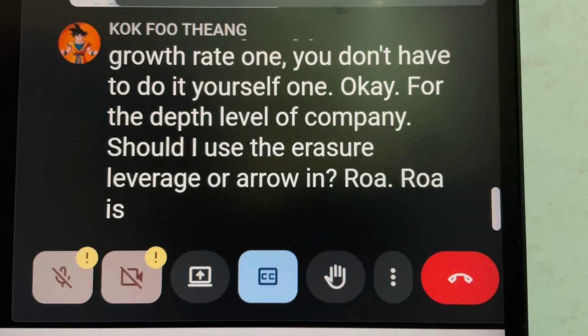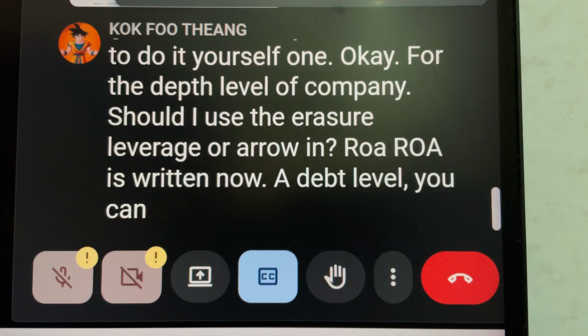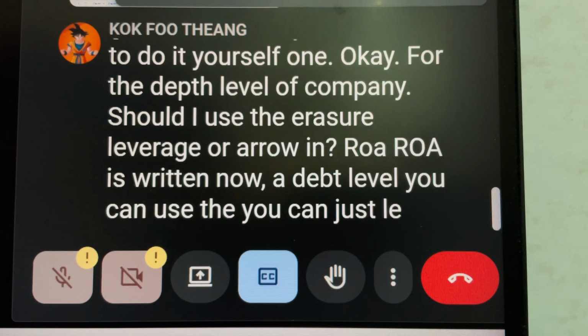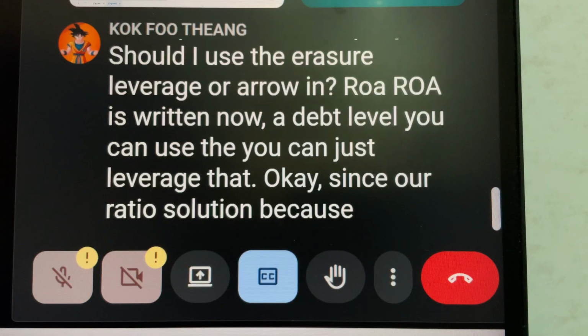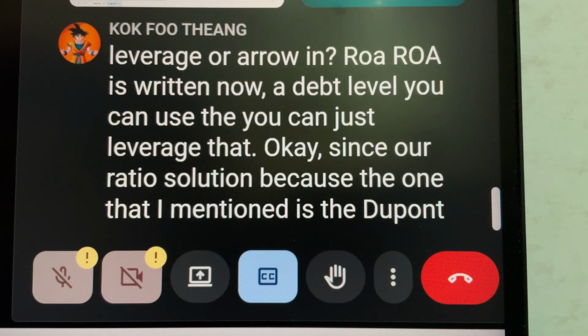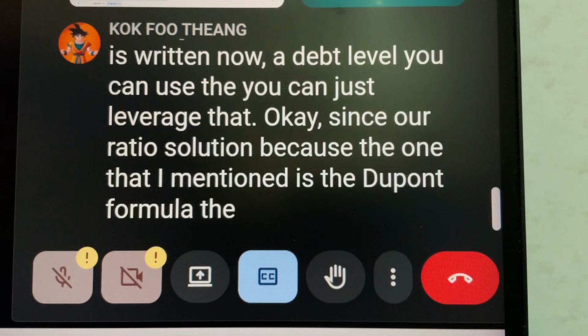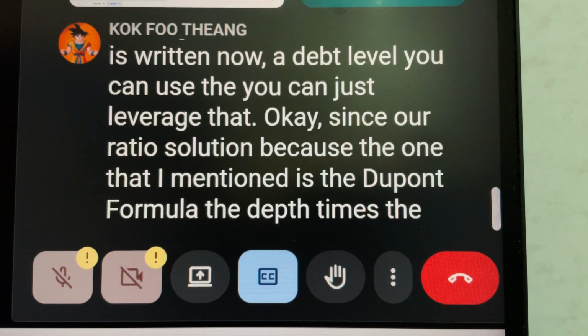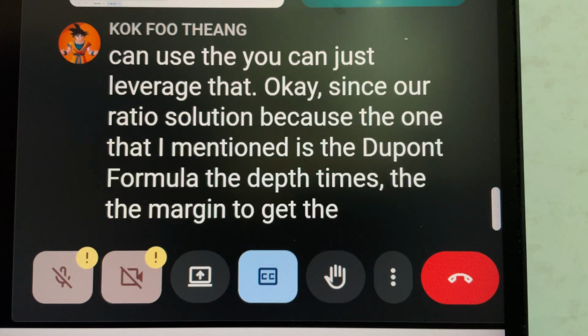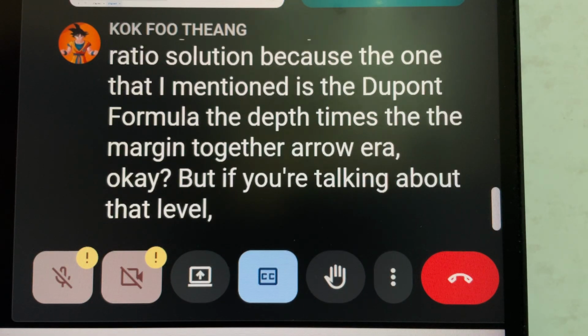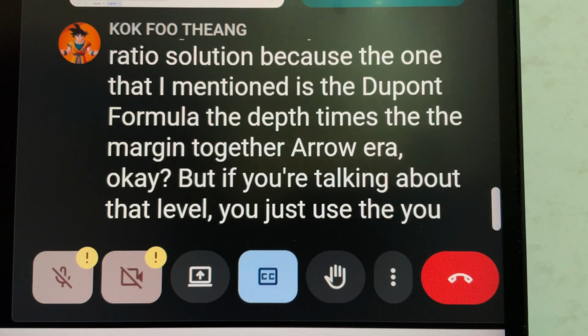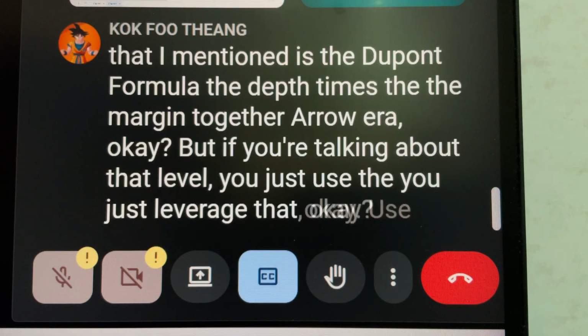ROA is written. At debt level, you can use leverage. Since some of the ratios were mentioned, the one that I mentioned is the DuPont formula: the debt times the margin to get the ROA. But if you're talking about the debt level, you just use the leverage. Using the DE will do.